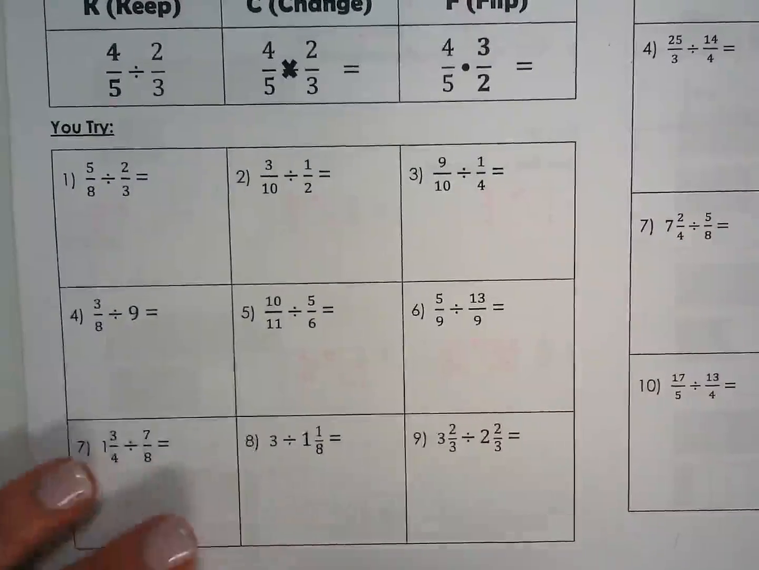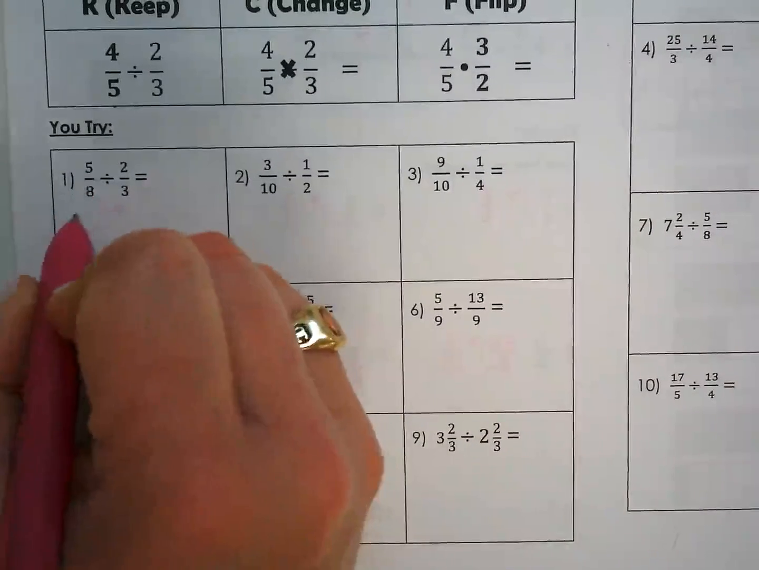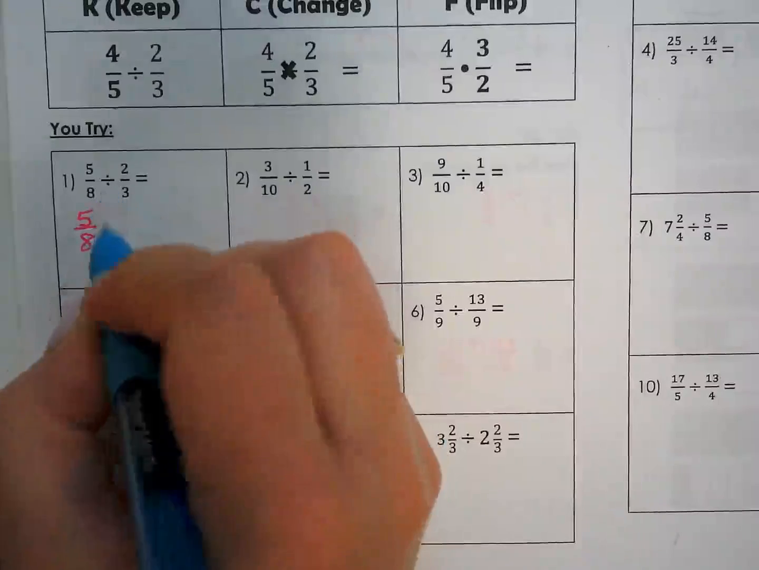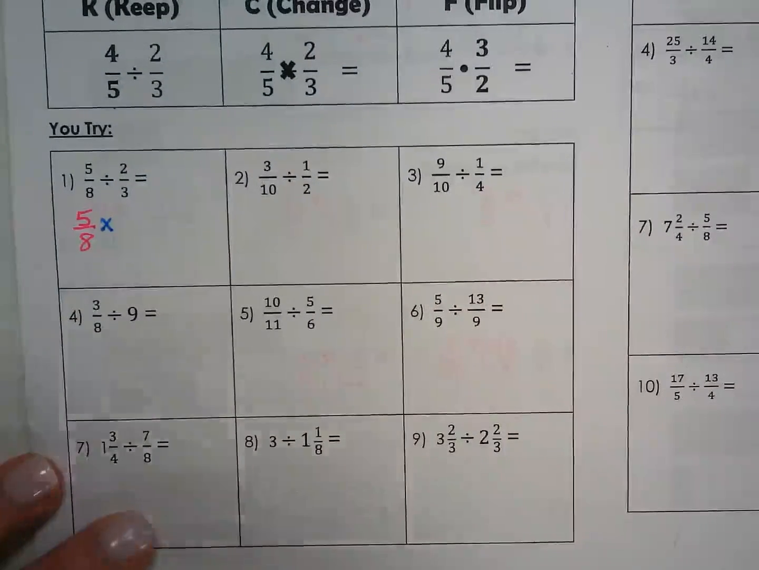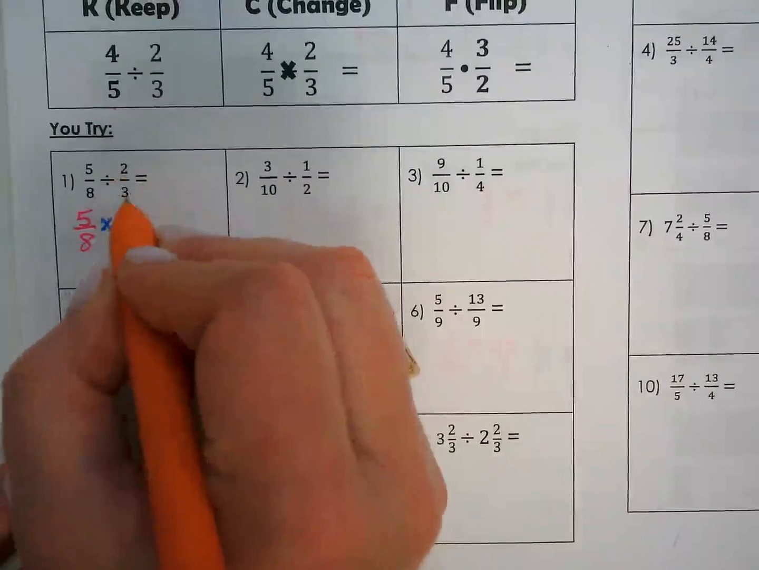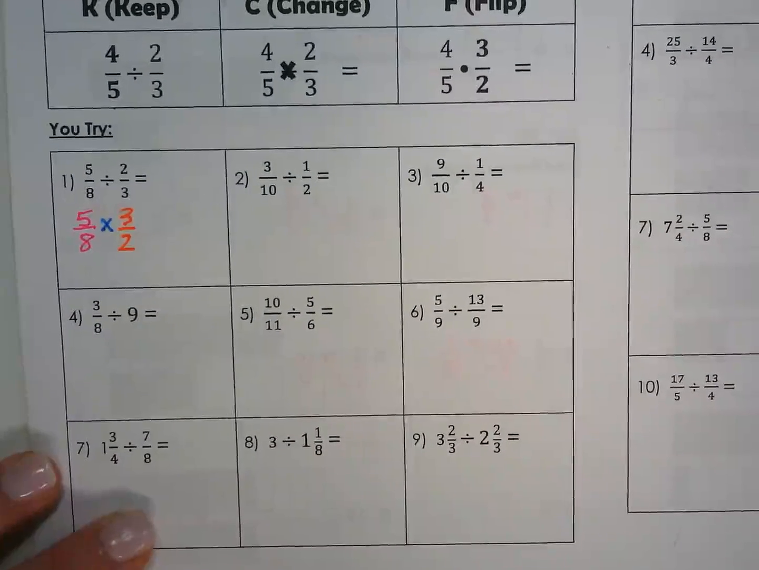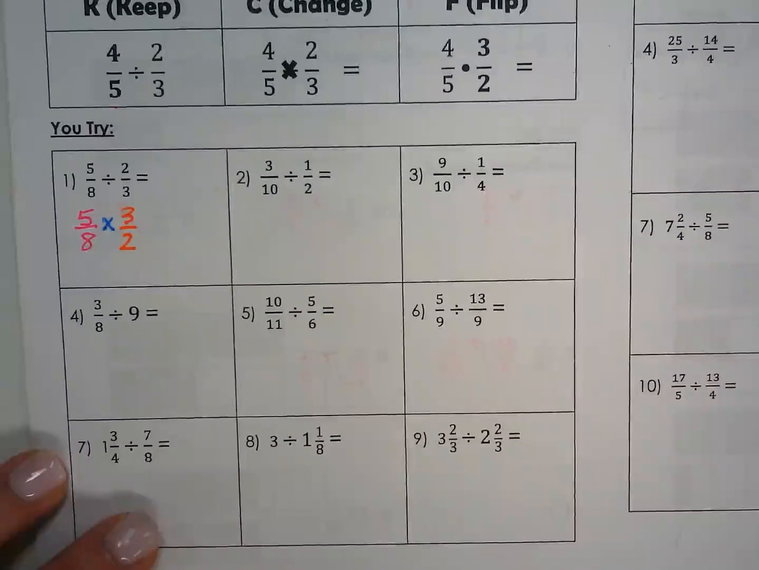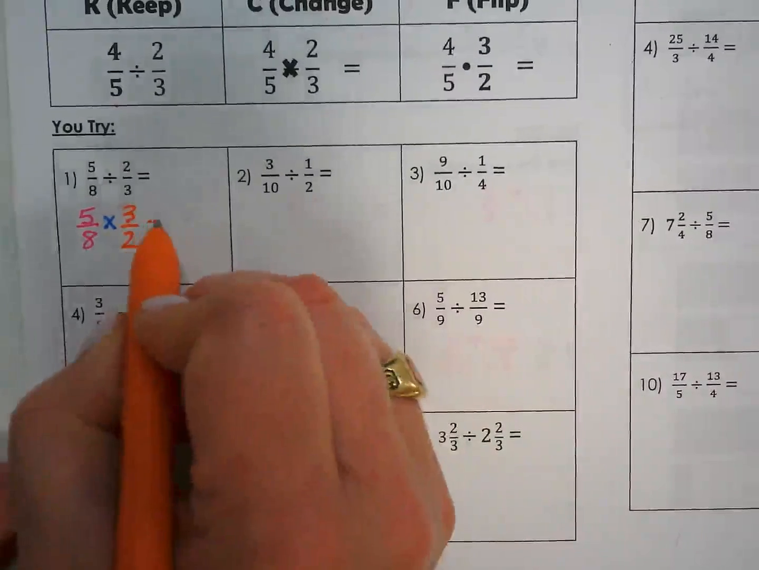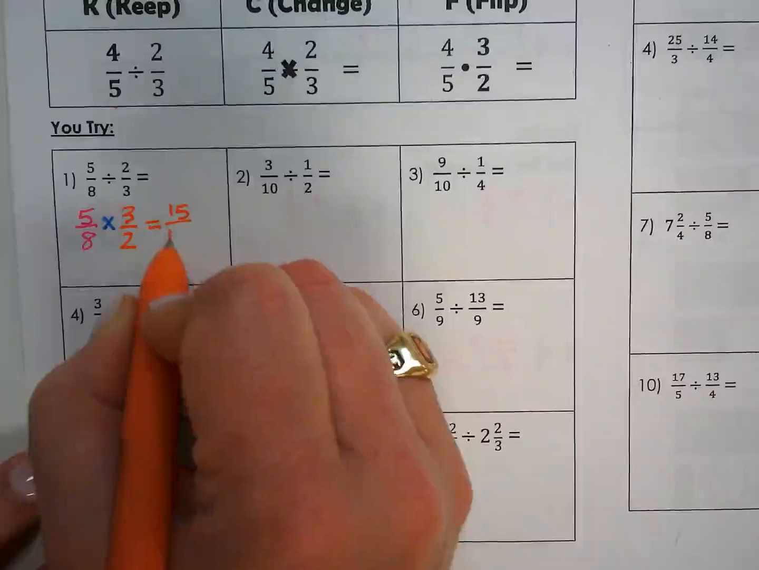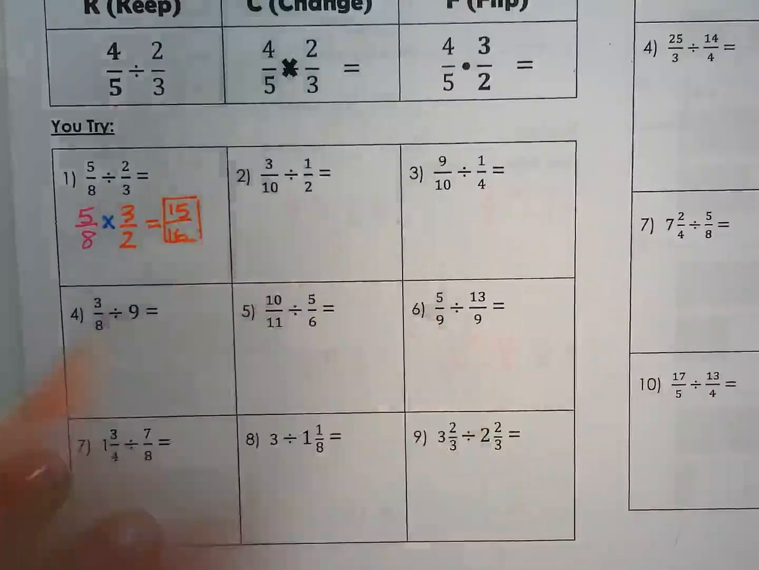All right, in question number 1, we're going to keep the first fraction. We are going to change from division into multiplication, and we are going to flip this fraction over to make it its reciprocal. Then we're going to look top to bottom. Do we share any common factors? In this particular case, we do not, so we multiply. 5 times 3 is 15, and 8 times 2 is 16, and that's our final answer.